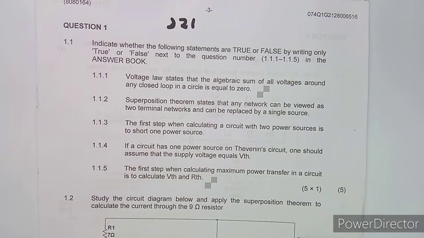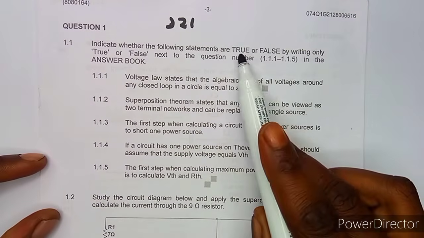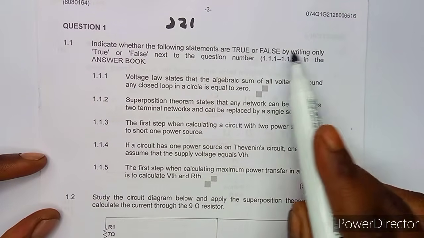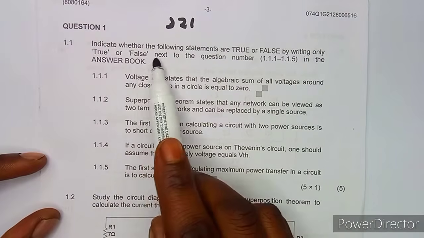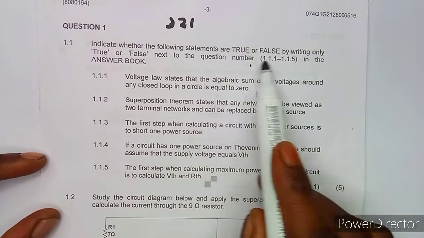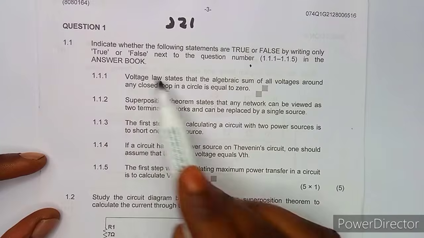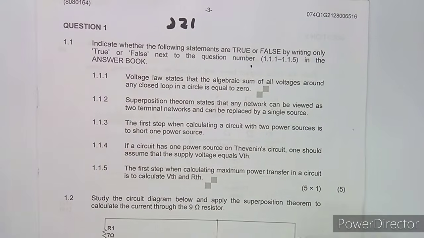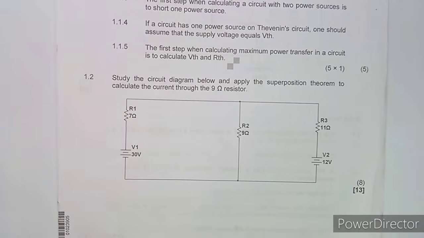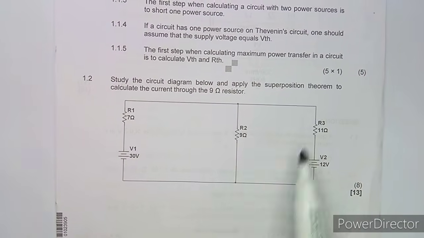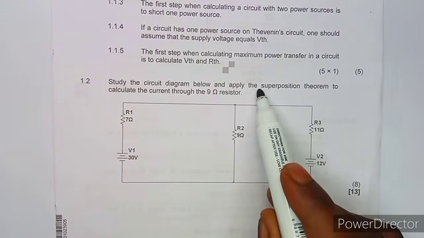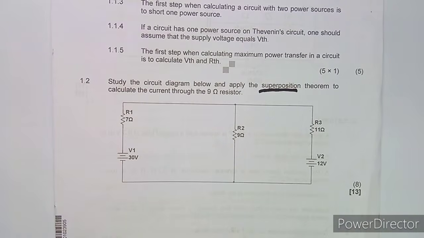So on this platform, we have question one, which is the first question, that is to indicate whether the statements are true or false. You are to write only true or false next to the question number that we are given in the answer book. Okay. So these are the questions that we are given, and also on 1.2 we are given a circuit to study below and apply the superposition theorem. So this one is still in our syllabus.